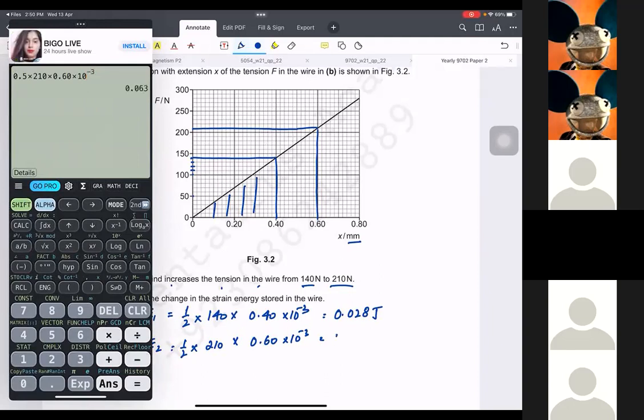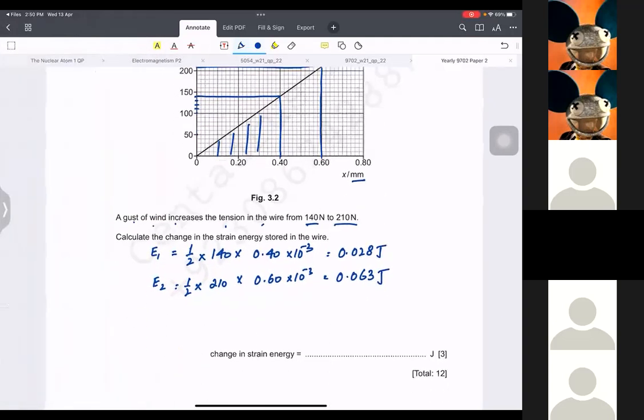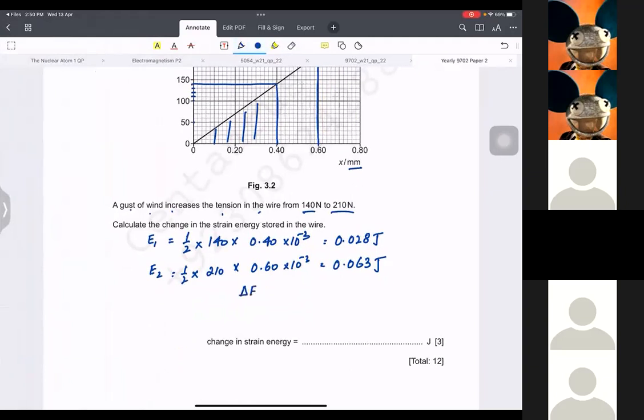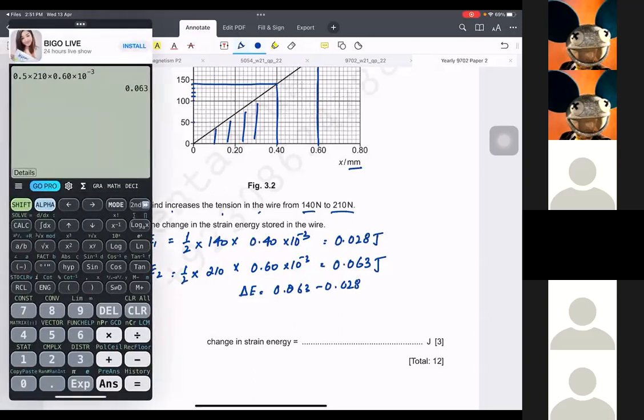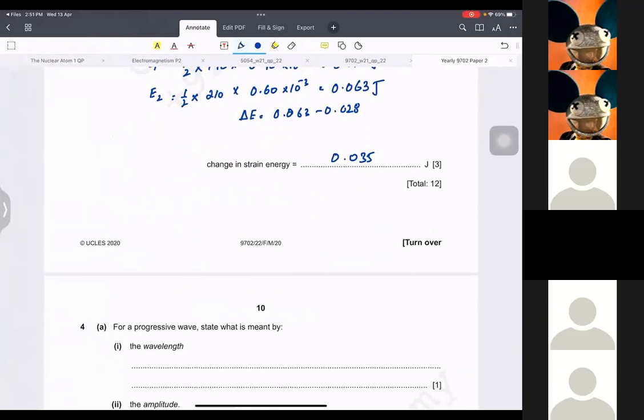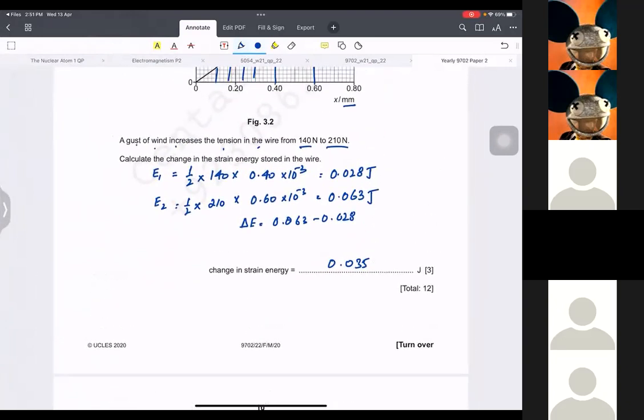So this is 0.063 joules, right? Now we want to find the change. And to find the change, we always have to subtract the bigger minus the smaller in scalar quantities. So 0.035 joules should be the answer. Please let me know if you have a question.